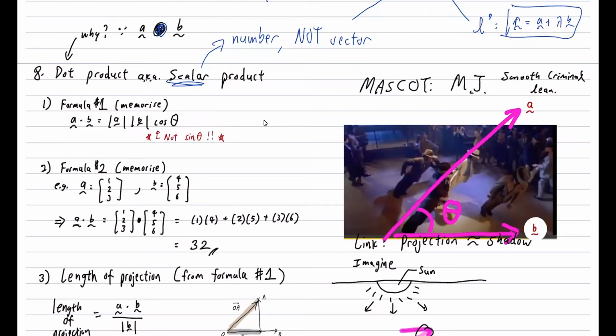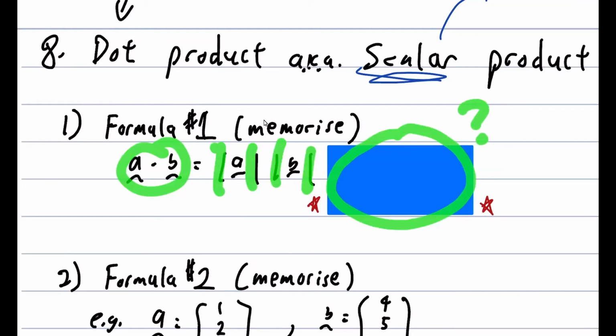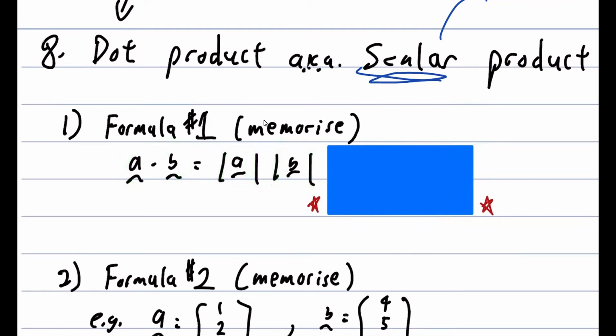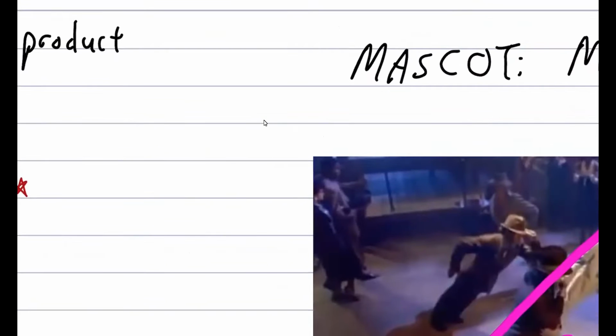Next, the main thing you must memorize. Wait, I should test you first. A dot B is equal to modulus A times modulus B times what? What's the quantity here? Really cannot remember? Oh no. Must memorize. This is the basics of the basics. Cosine theta, not sine theta. Must remember. Okay, cosine, dot product. What was it again? A dot B is?